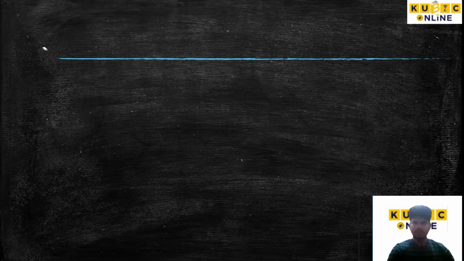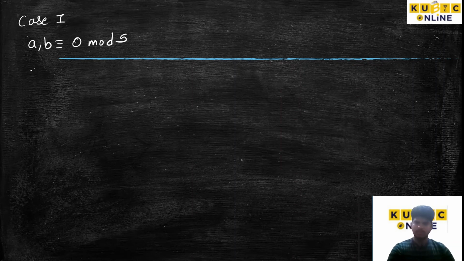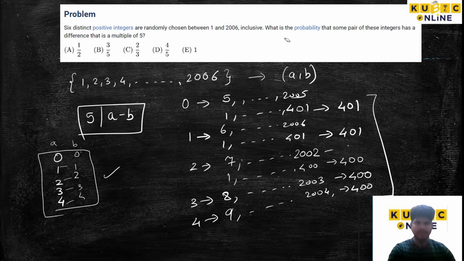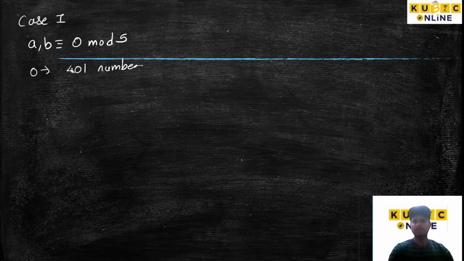Okay. So now, let's say case 1. We'll have to make cases. So case 1, A comma B is congruent to 0 mod 5. So here for 0 mod 5 there are how many? 401 numbers. Okay. And we have to form pairs. Now are the pairs ordered or unordered? The pairs of these integers are unordered pairs.